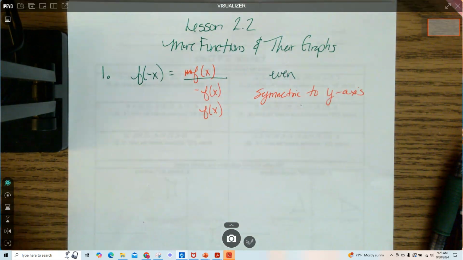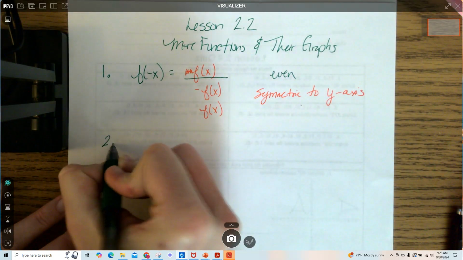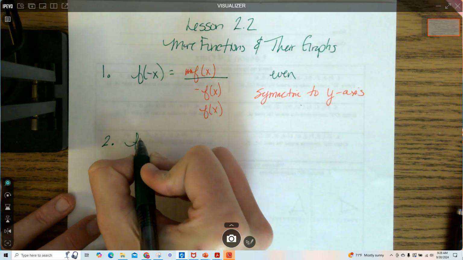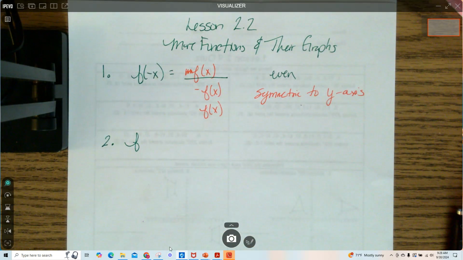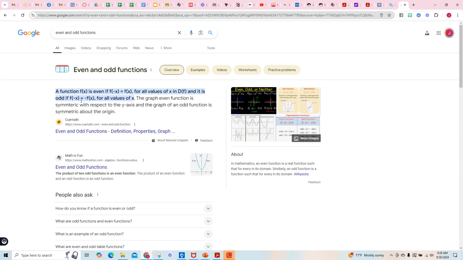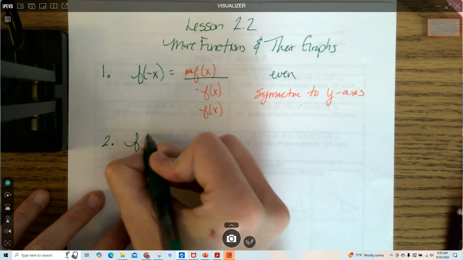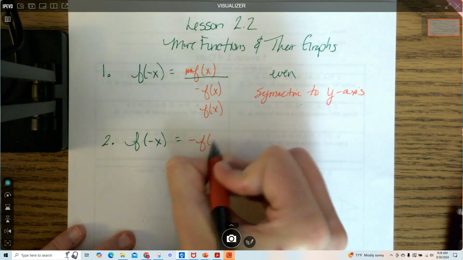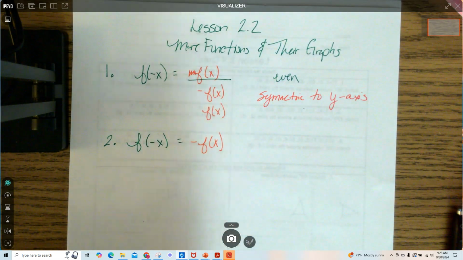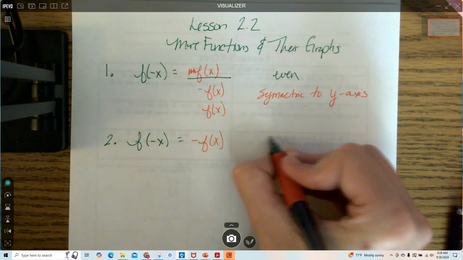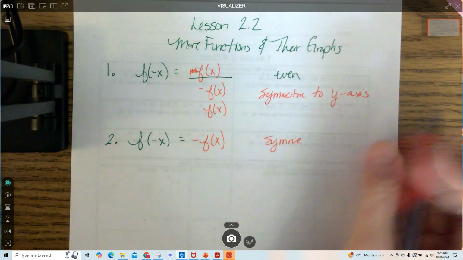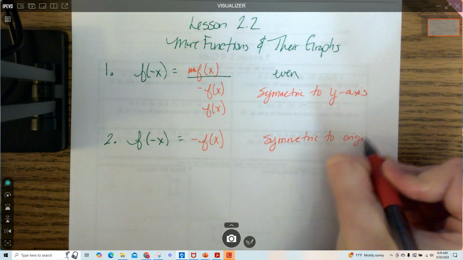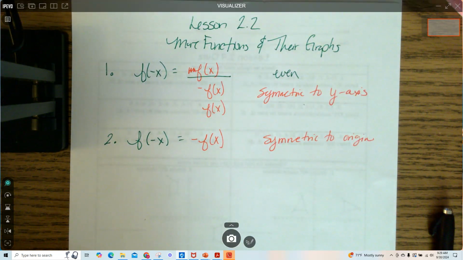And the next one's talking about if f is an odd function. So if f of negative x equals negative f of x, and I'm guessing that one's symmetric to the x-axis. Oh, it's the origin. Symmetric to the origin, that's right. You only got one chance for that. Sorry, I'll let you do it again.